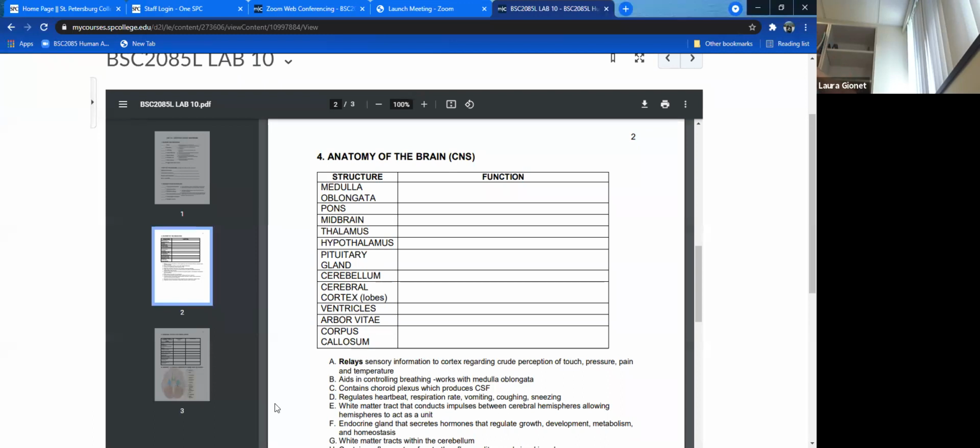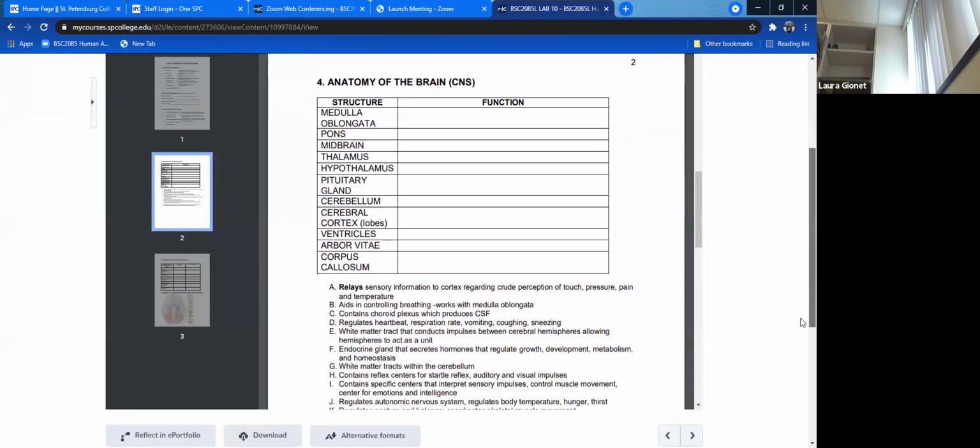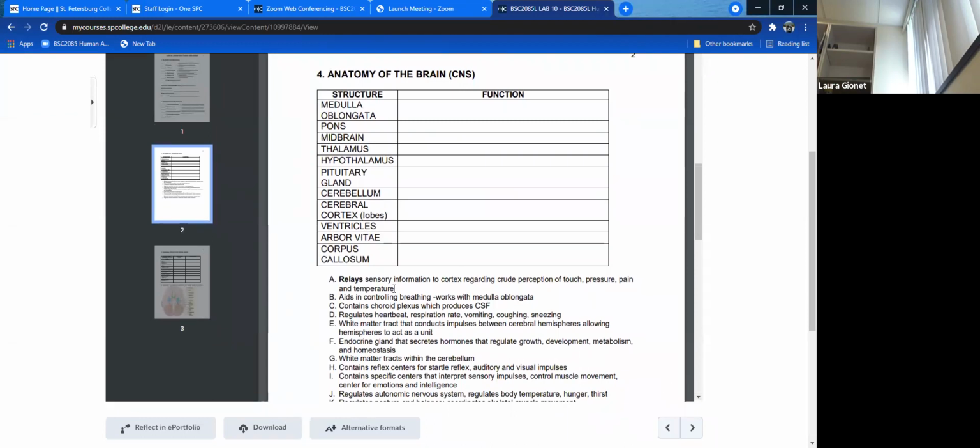Remember, the lobes of the brain are based on the names of the bones that are found superficial to them. We have ventricles, which are fluid-filled chambers. Arbor vitae, which is the white myelinated region to the interior of your cerebellum, and your corpus callosum. Okay, so we are going to, again, match up structures, or the functions to the structure. It makes it a little bit easier.